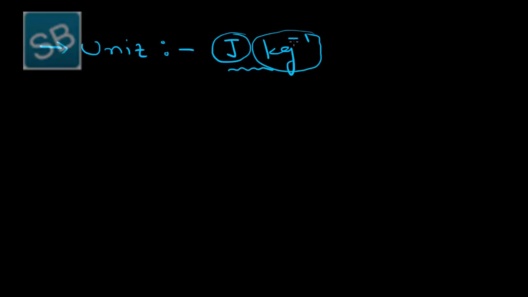The unit of gravitational potential is joule upon kilogram. So why it is joule per kilogram? Because joule is for work and kilogram is the mass of the particle. So the work done for this particular body, and the dimensional formula of gravitational potential phi is given by M^0 L^2 T^-2. So you can easily check the unit in this way.